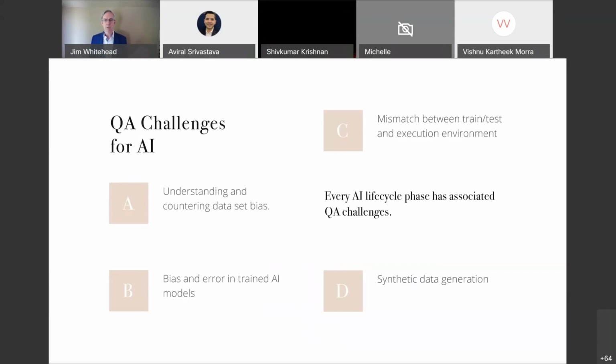Working and dealing with bias and error in the trained AI models themselves. Dealing with mismatch between the training environment and the execution environment, and in particular, dealing with the long tail of just wonderfully weird stuff that can happen in the real world. And then finally, the use of synthetic data generation.